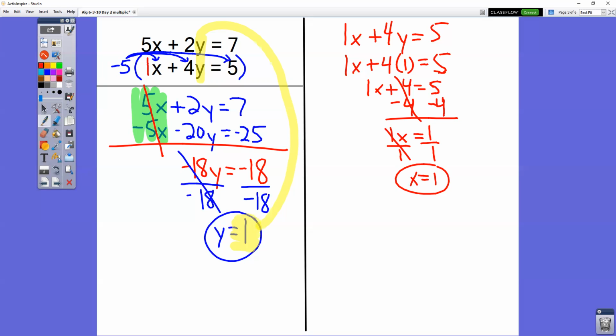Are they always going to end up being the same number? No, they're not. That's just a coincidence. You can check your answer if you want to. All right, we would be checking the 1, 1. You check your answer by subbing it in.